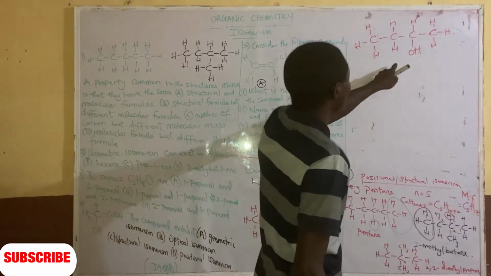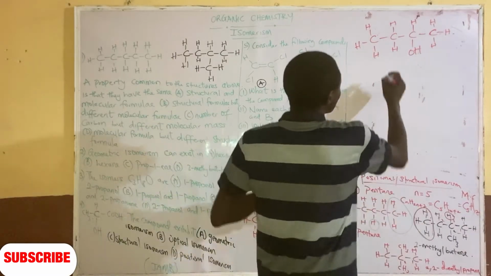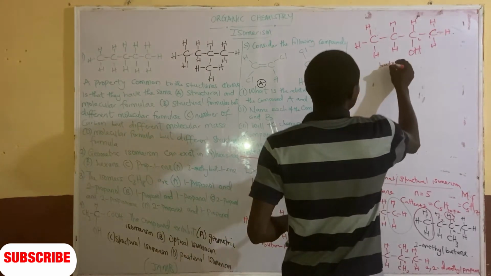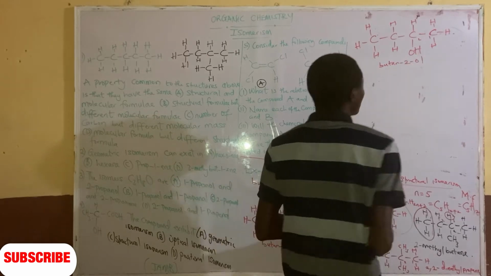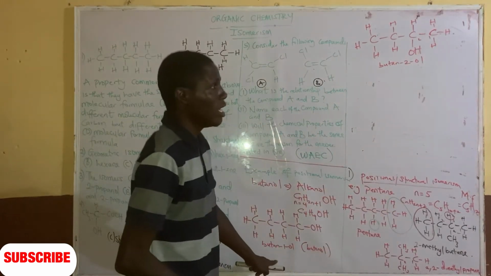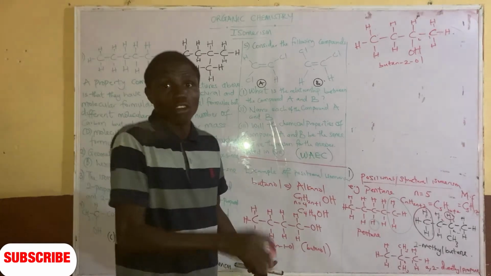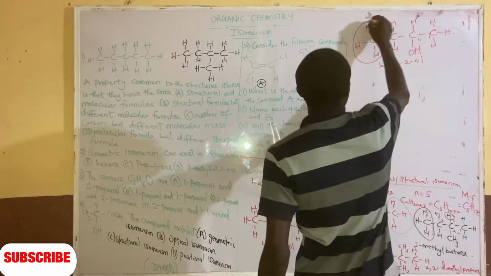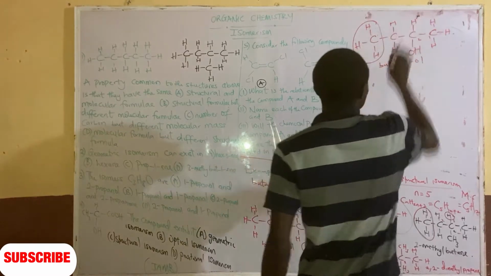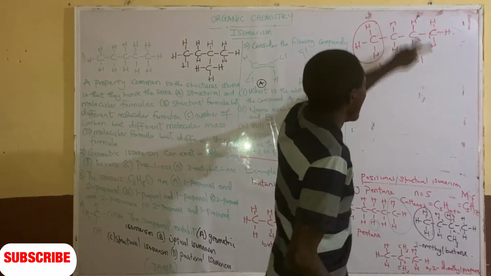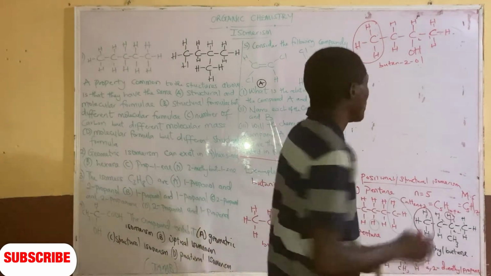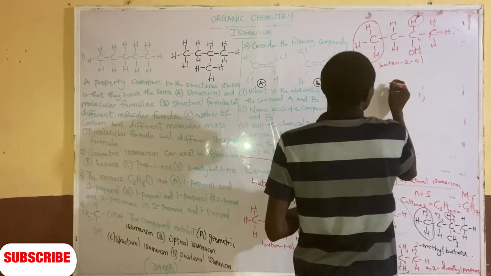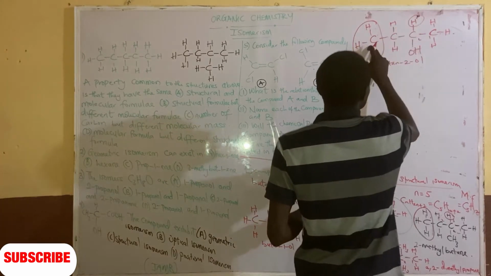So look at this now. The position is 1, 2. This one is butan-2-ol, which is different from the other one. These are isomers in terms of the position of the functional group OH. I can also take this CH3 and bring it here to form another isomer. Bring this H here and take this one here.